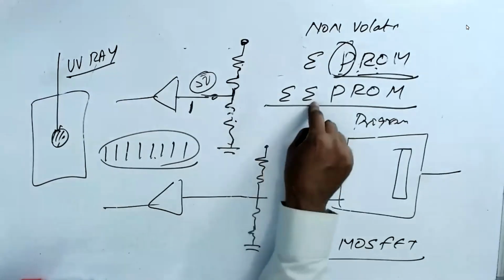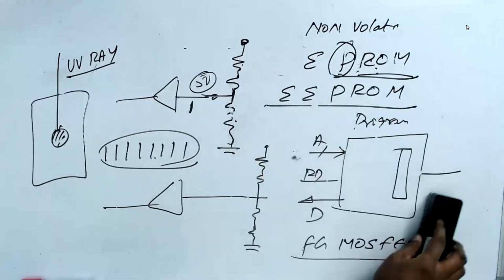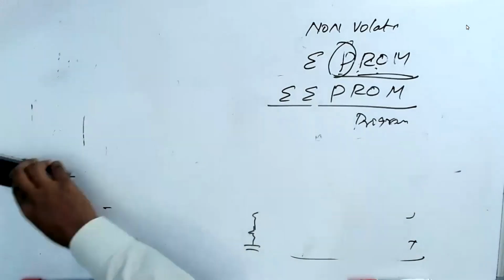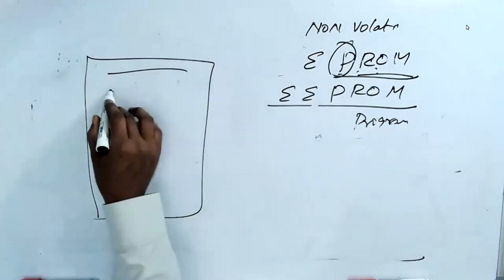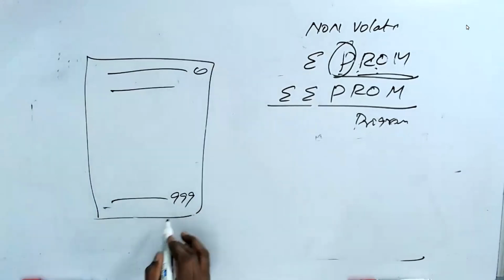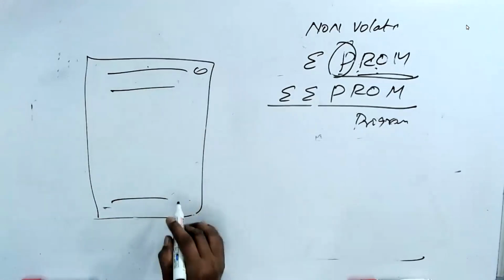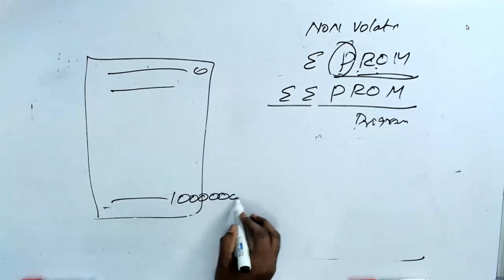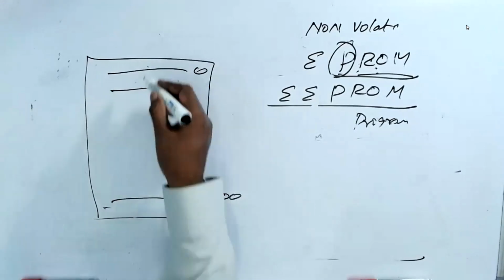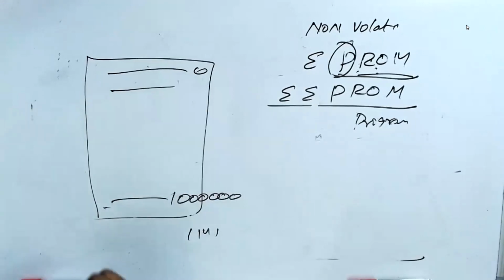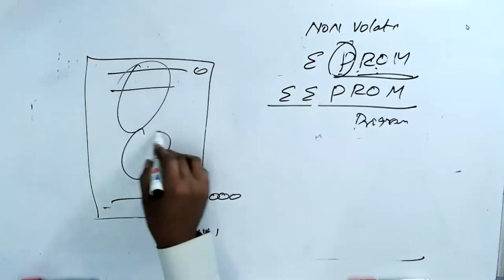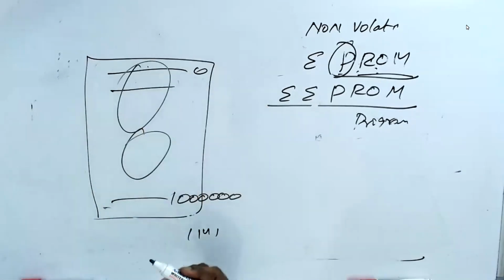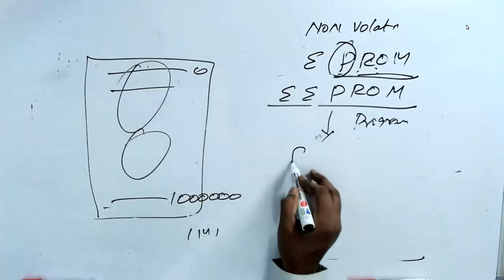One problem with the EEPROM is, let's say I have a chip of 1,000 bytes, addresses 0 to 999. I have to erase line by line. It takes a very long time. Also, if I have 1 MB, then it takes a very long time. At that time, two Japanese scientists found a mechanism. How do they erase block by block? Instead of line erasing, they do block erasing. That chip is called flash.